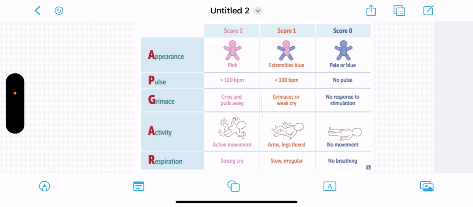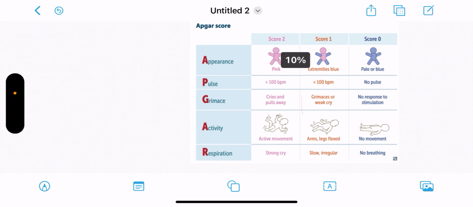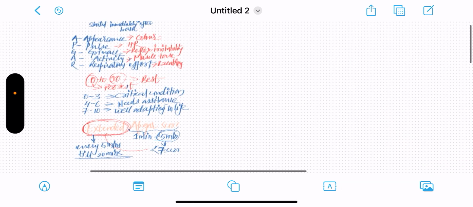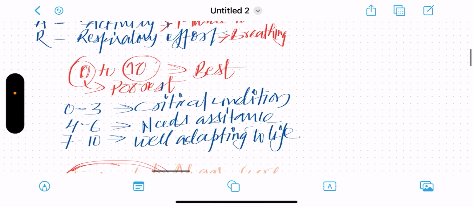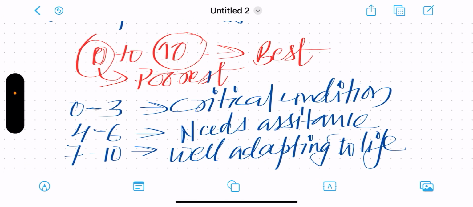So here we can see that the highest score, that means the best score, is 10, and the worst score that any child can have, or the poorest score, is 0. In the APGAR scoring, when the child has a score of 0, it is poorest, and when the child has a score of 10, it is the best score.